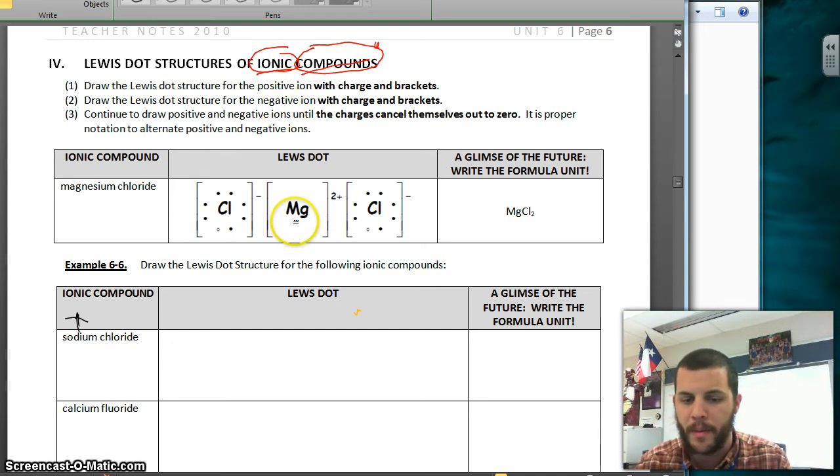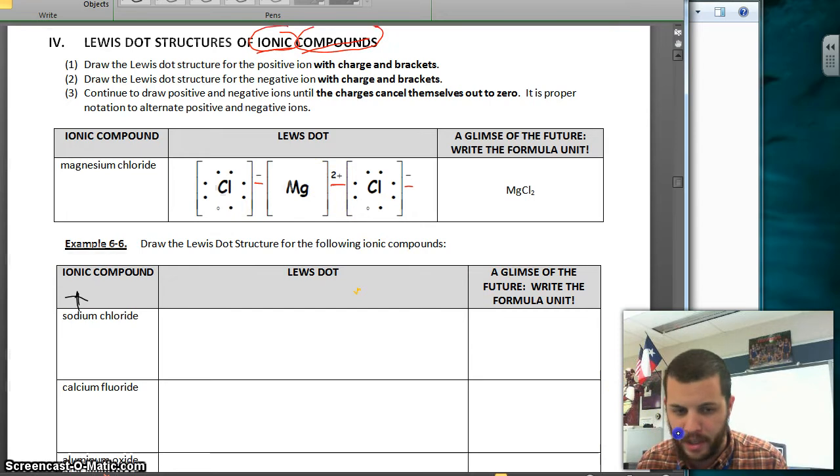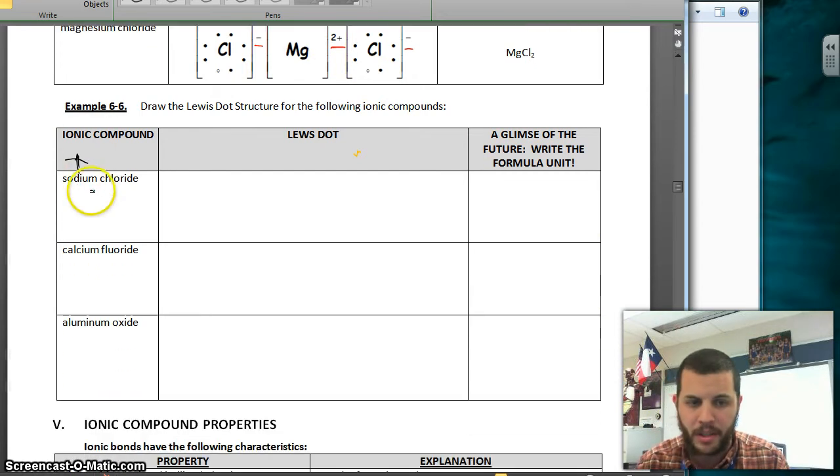So since magnesium is in group 2, we know that it's going to have a charge of +2. Since chlorine is in group 17, we know it's going to have a charge of -1. So when we put these together, I'm going to end up with a +2 charge here and -1 charges here. So what that tells me is that I need 2 of these chloride ions in order to cancel out the charge of magnesium. So let's take a look at a super easy one first. Let's take a look at sodium chloride.